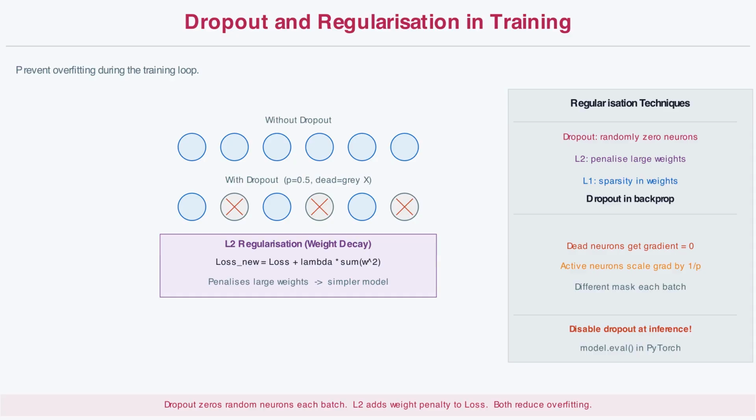L2 regularization adds a penalty equal to lambda times the sum of squared weights to the loss function. This means backprop now also computes gradients to shrink weights toward 0, discouraging large values. Remember, always disable dropout at inference time with model.eval.